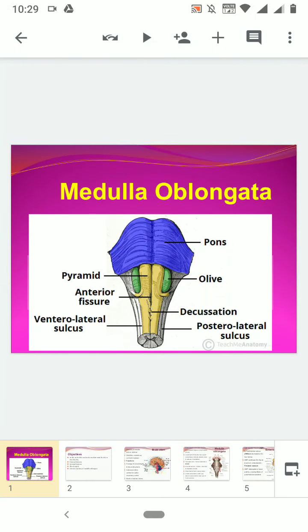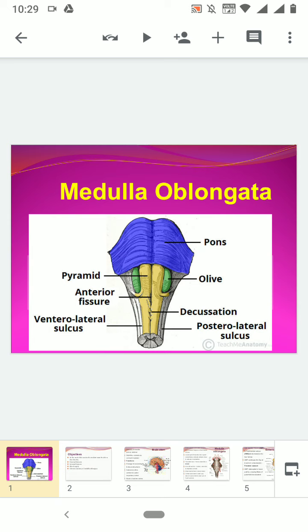Today we are going to talk about the medulla oblongata, and I'm going to post this class today. We have completed the spinal cord, and next, as we go up into the cranial cavity, we have to go through the brainstem. Now, what are the parts of the brainstem? As we come from below upwards, we have the medulla oblongata, the pons, and the midbrain.